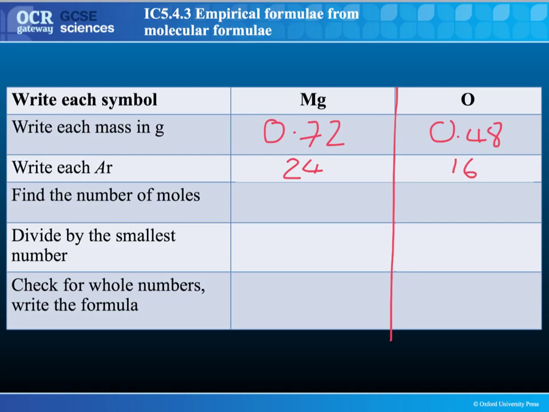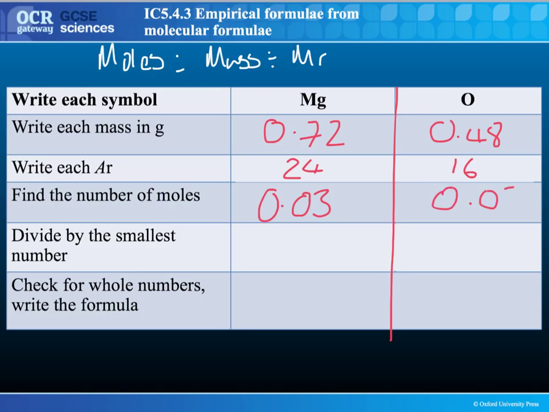What you need to do then is to find the number of moles. If you remember, to work out the number of moles, you do the mass of the compound that you have divided by the molecular mass, or in this case the atomic mass. In both instances you get 0.03 moles of magnesium and 0.03 moles of oxygen. In this case, because both of the numbers are the same, you divide by 0.03, but if one of them was smaller you'd divide by the smallest number. So 0.03 over 0.03 gives you 1, and the same applies there.